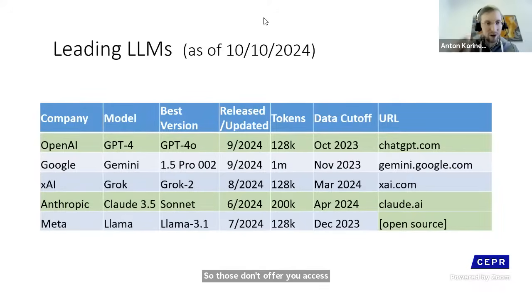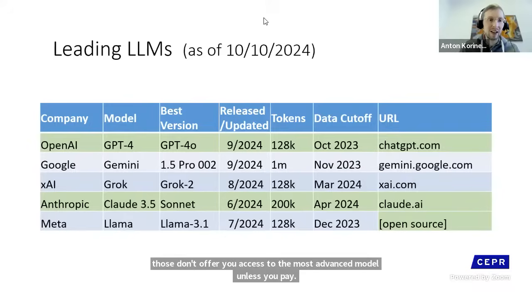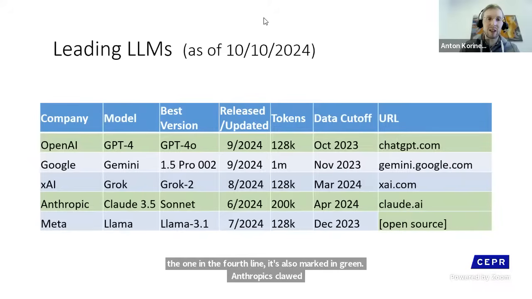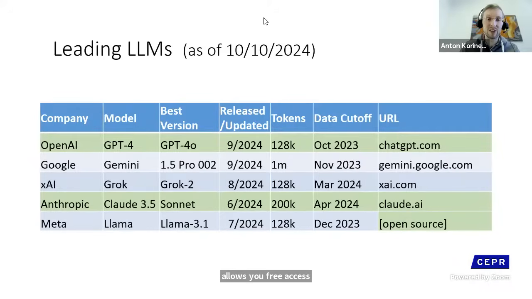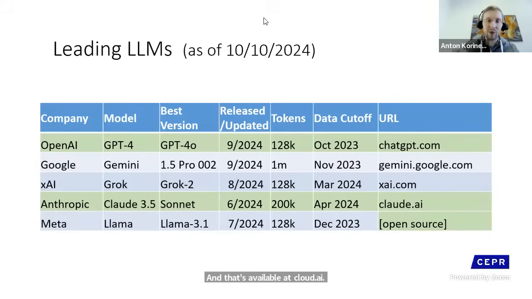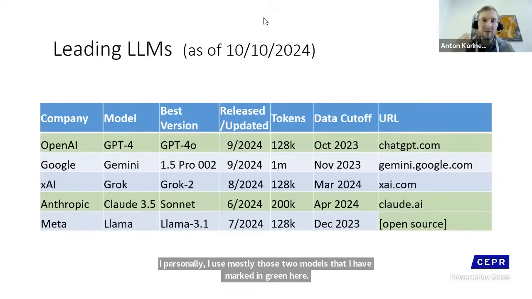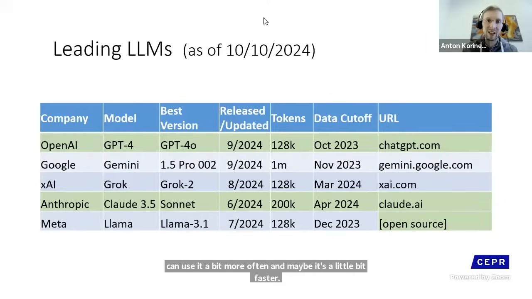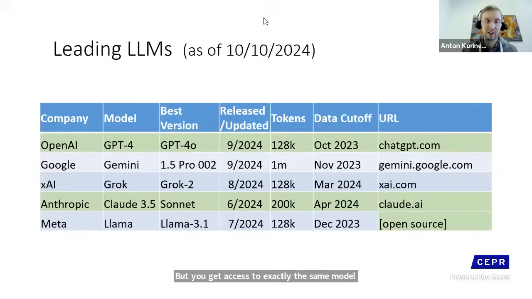However, the one in the fourth line, it's also marked in green. Anthropic's Claude allows you free access to the Claude 3.5 Sonnet model, which is the best one that they have. And that's available at claude.ai. So I use mostly those two models that I have marked in green here. And the beautiful thing is, if you pay for it, then you can use it a bit more often and maybe it's a little bit faster. But you get access to exactly the same model if you just sign up for a free account.